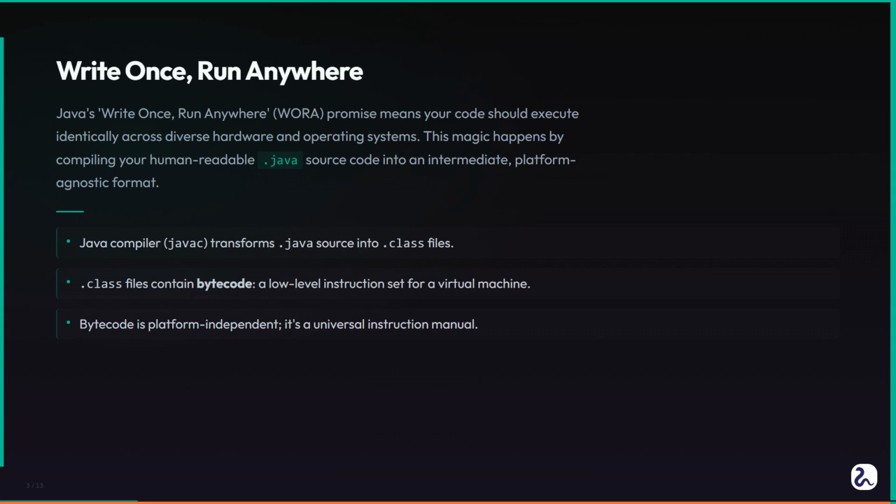It is not machine code for your Intel or ARM CPU. It is instructions for a hypothetical, abstract machine. This is the first crucial step. Now, this bytecode, this .class file, is truly platform independent. It is like a standard instruction manual that any skilled builder, regardless of their native language, can understand. The magic happens because each operating system and hardware architecture has its own specialized builder, the Java Virtual Machine, or JVM.